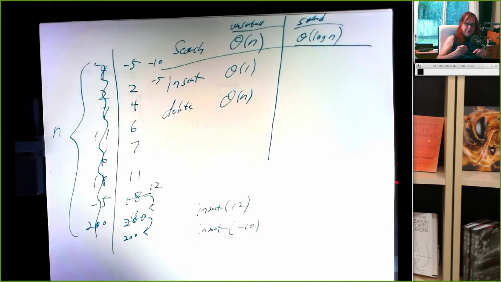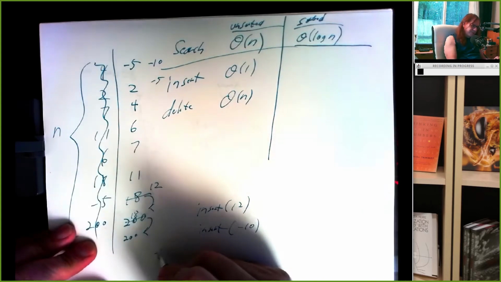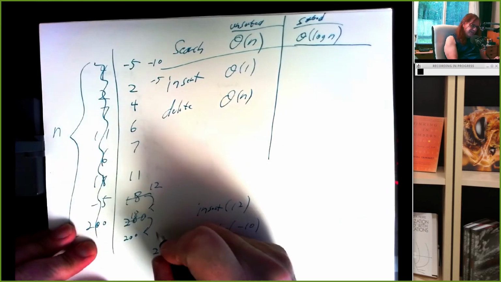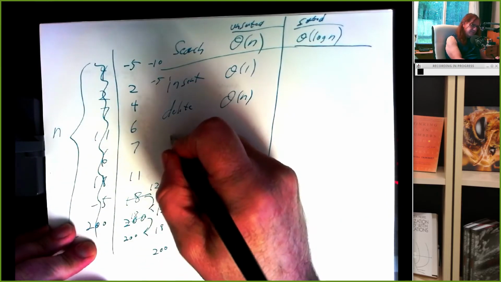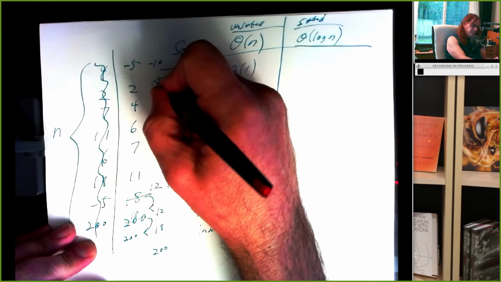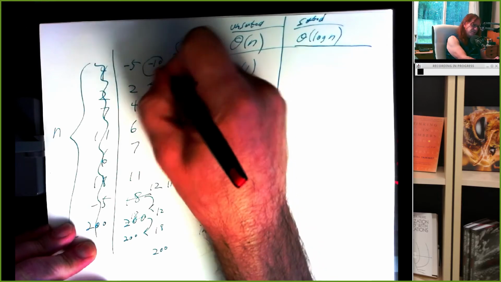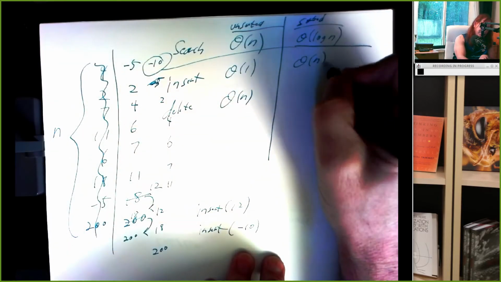This is not hard to code, but it's time consuming. Basically what I would do is I would start with the last number and I would move it down 1 spot. And I would take the next number and move that down, and so on. And then I would have an open spot to insert my new number. But our insert just became order n.